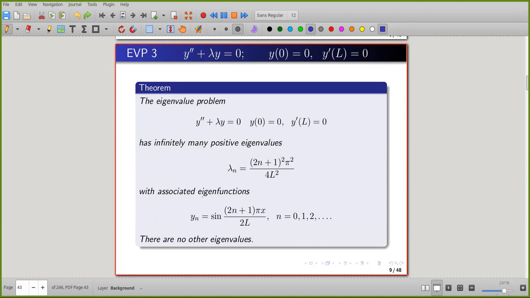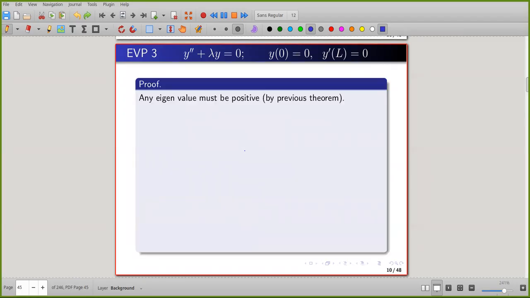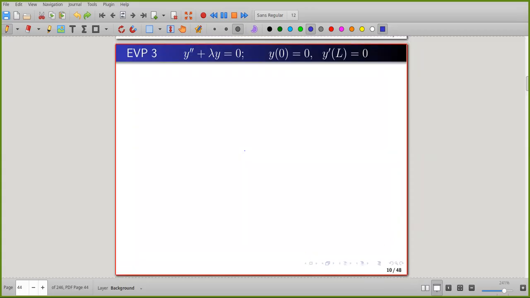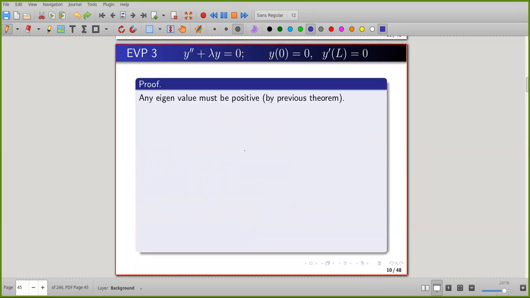Okay, yeah, this is fine. There are no other eigenvalues. So once again, let's see how to prove this. It's absolutely the same basic strategy. Any eigenvalue must be positive by the previous theorem.